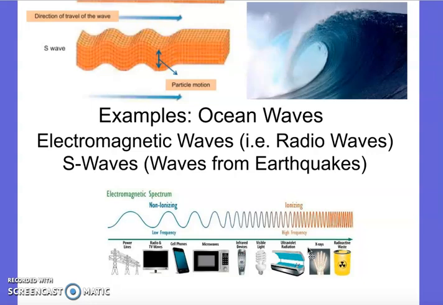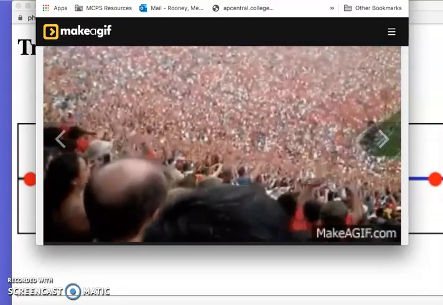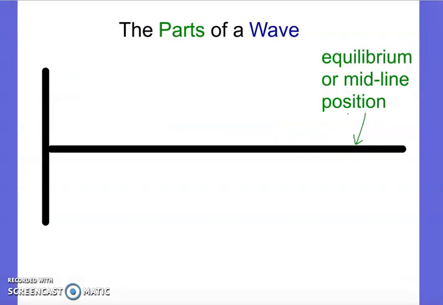And then S waves from earthquakes. So we have our direction of our wave would be perpendicular to the way that the earth is moving. You can even have waves at sporting events. We are now going to recap the parts of a wave.